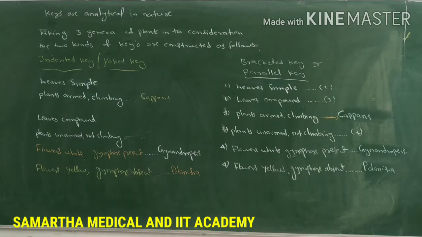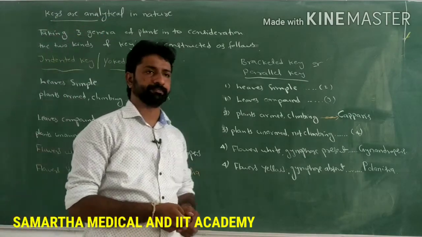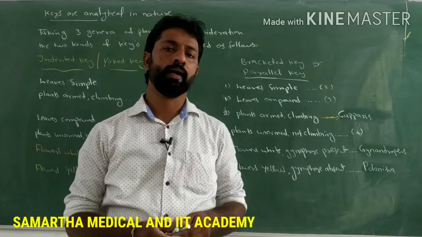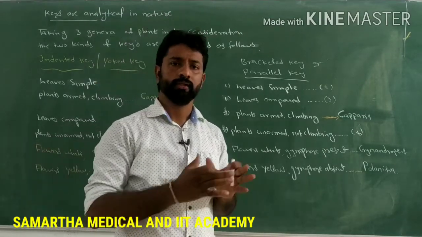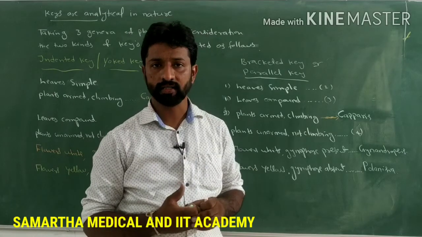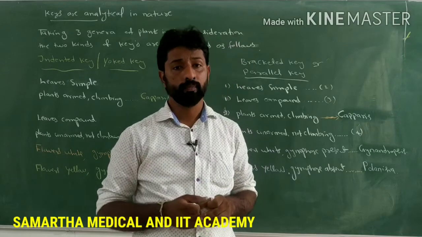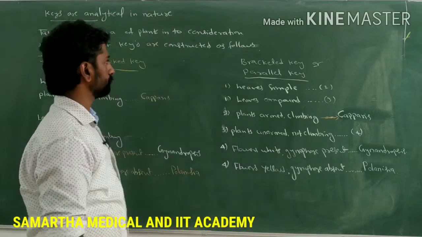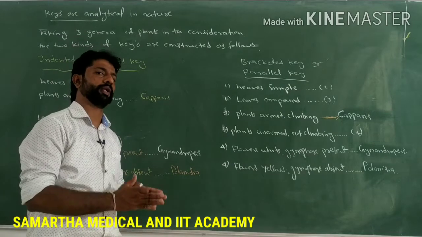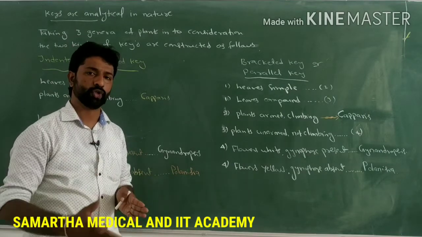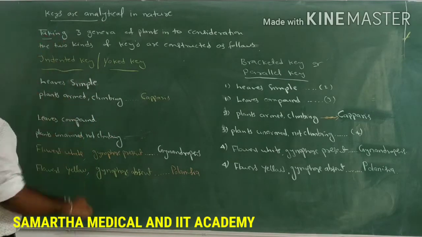These keys are analytical in nature. What is the nature of keys? They are analytical in nature. They help us to analyze the characters or the similarities and dissimilarities in plants. Based on that, we can assign them to a particular taxonomic category. So 7 different keys are required to assign a particular plant into the taxonomical hierarchy. Let us understand the types of keys.